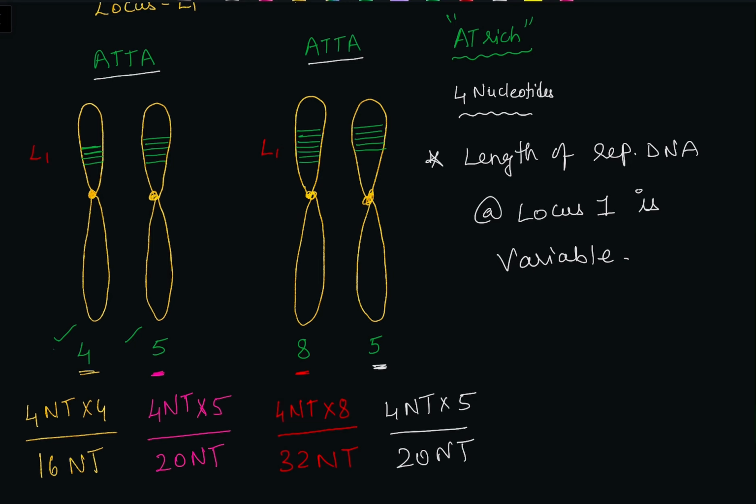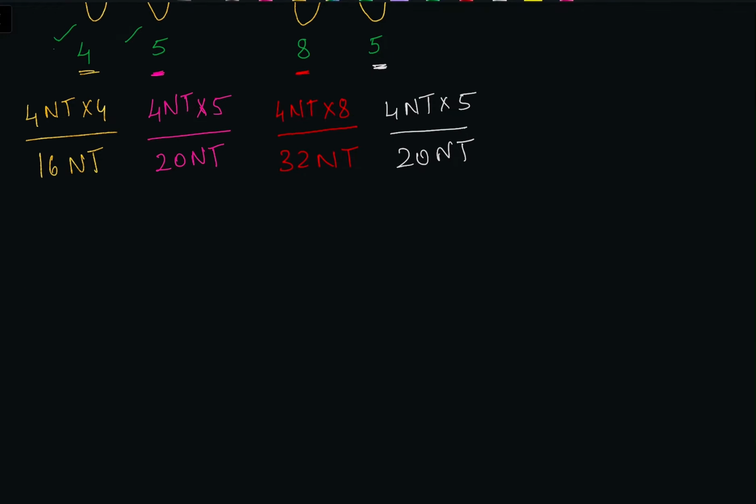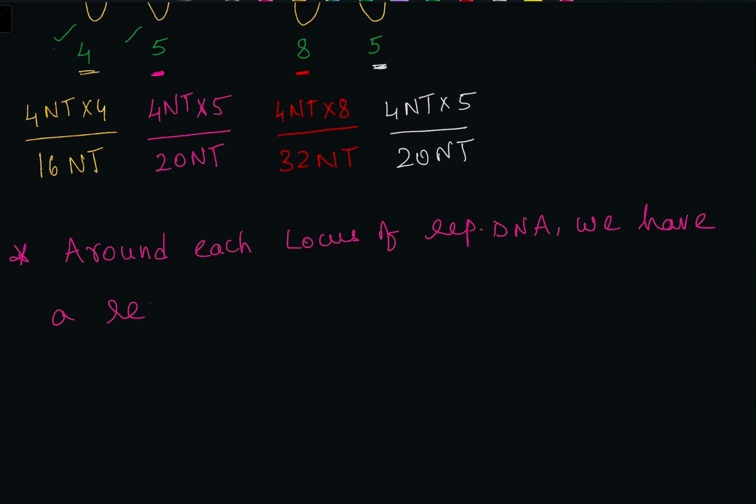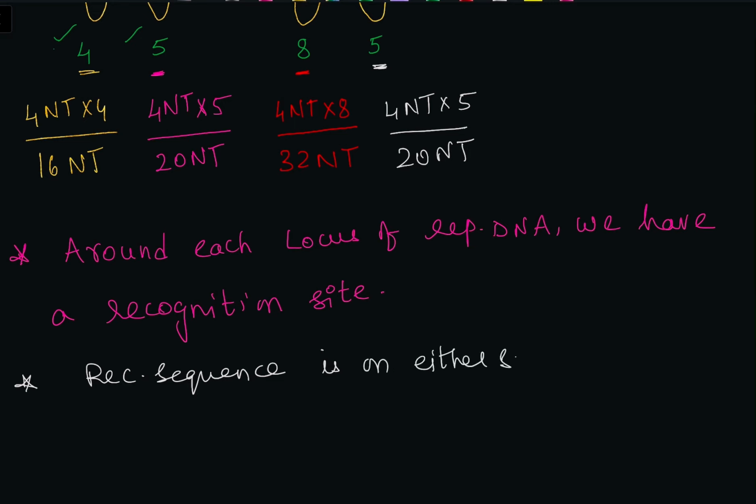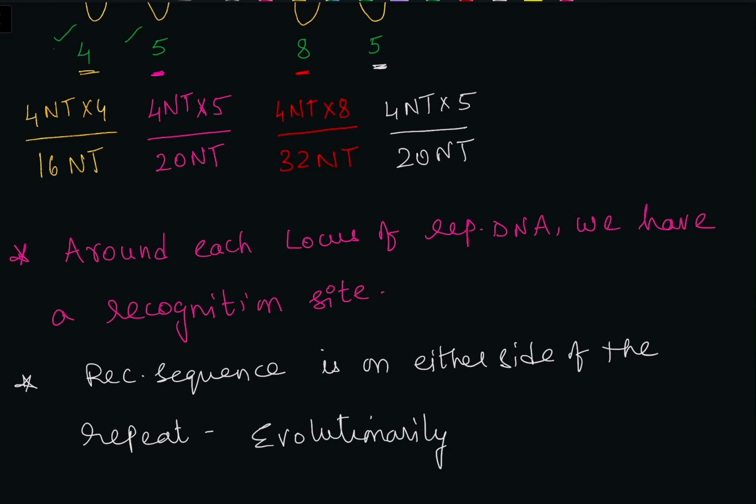This is something very, very important for us to understand the whole concept of DNA fingerprinting. Is this clear? Yes. Another important thing we should know is that around each locus of repetitive DNA, we have a recognition sequence, a recognition site. It has been part of evolution. This recognition sequence is on either side of the repeat. This is conserved in terms of evolution. In terms of evolution, it is always the same, fixed.